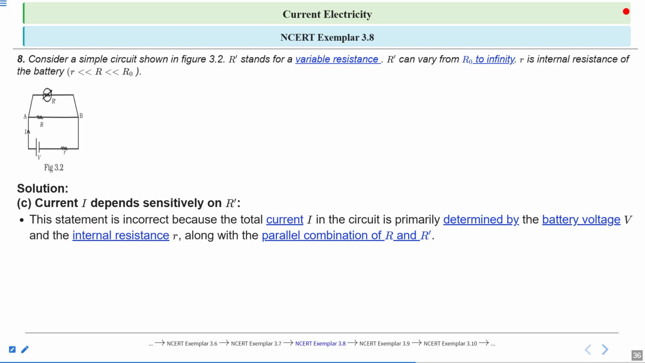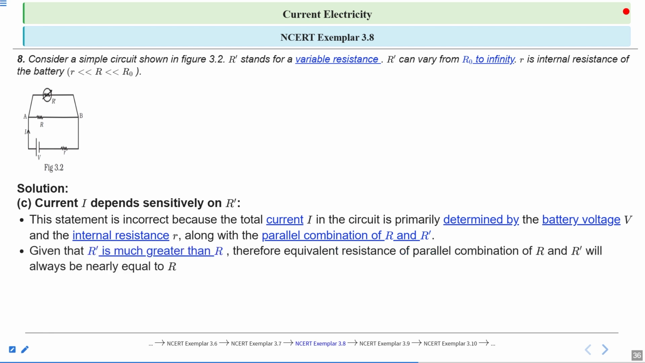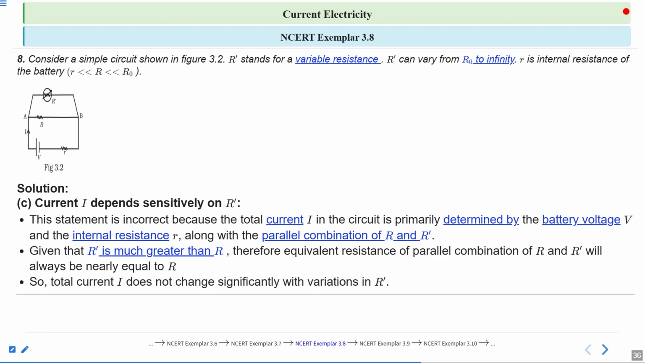Since they are in parallel, if we increase the value of R dash, it is very large as compared to R, so it will affect the equivalent resistance very little. Given that R dash is much greater than R, the equivalent resistance of the parallel combination of R and R dash will always be nearly equal to R. It will not change much with the change in R dash. Since equivalent resistance is not changing, total current I will not change significantly.